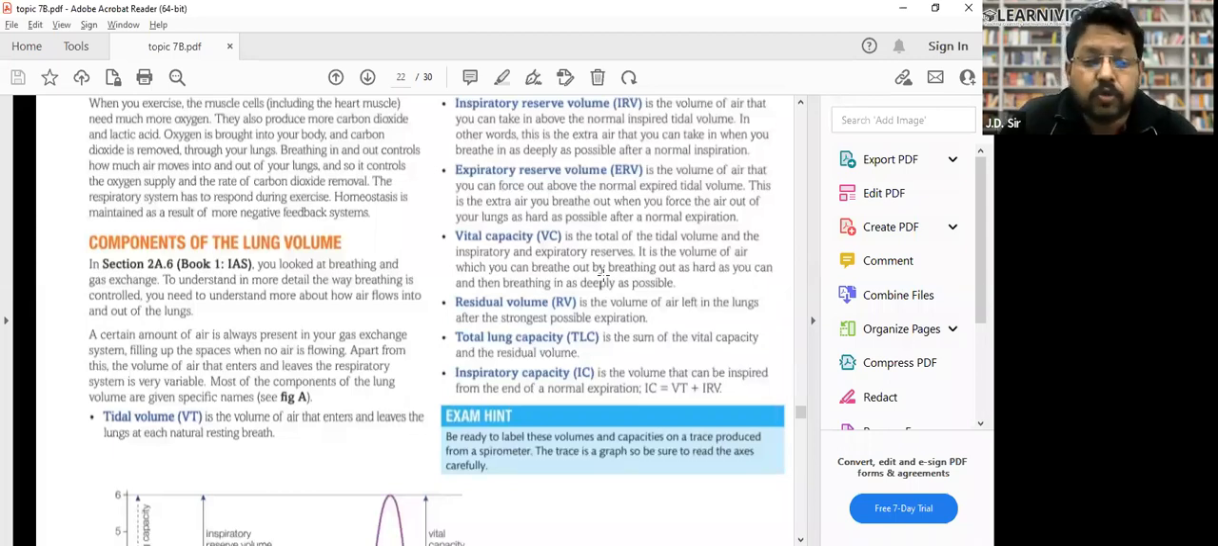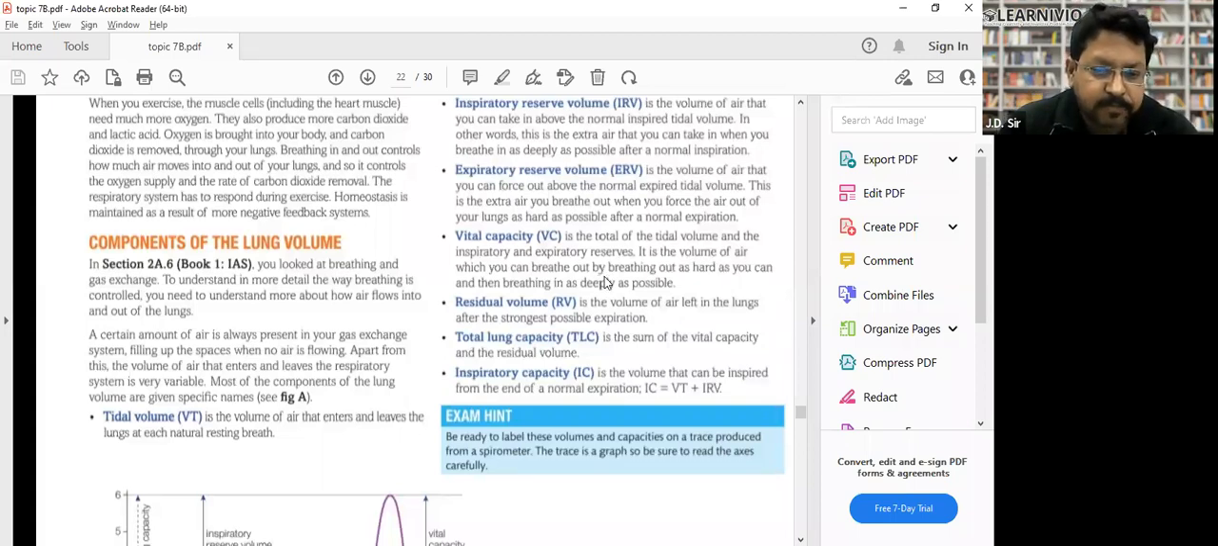Vital capacity is the total of tidal volume and the inspiratory and expiratory reserve volumes of air, which you can breathe in or breathe out as hard as you can. So, what is vital capacity? It is the maximum amount of air; the strength or capacity of your lungs. The maximum amount of air you can breathe in or breathe out. That is called vital capacity.